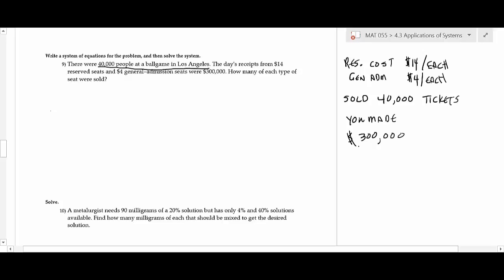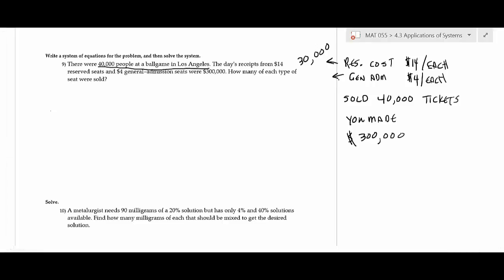Now we're going to see if we can piece together an equation. Anytime you have trouble getting your equations, which happens on word problems, here's what I recommend: just see if you can figure it out with a couple of rounds of trial and error. I'm not kidding. So let's just suppose, grabbing this out of the 40,000, that you sold 30,000 reserved tickets. I'm just supposing we did. Then how many general admission tickets would you have had to have sold?